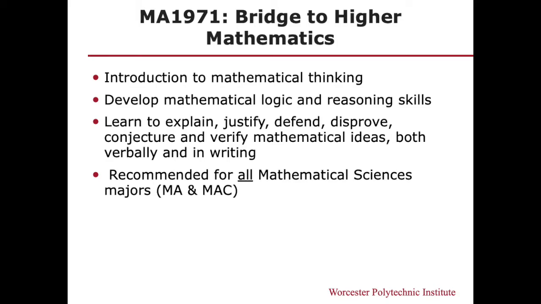We also encourage students who are majoring in math or actuarial math to take our Bridge to Higher Math course. So this is Math 1971, and it runs every D term. And really, when you study mathematics at the college level, you make a transition at some point from courses that focus on calculation and problem solving to courses that focus on the idea of conjecture and proof.